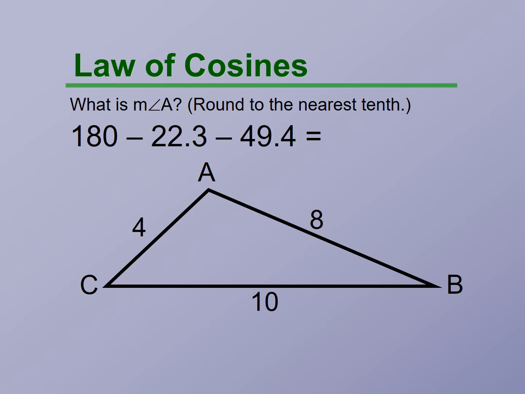For angle A, I'll do 180 minus the 22.3 that I got from my first angle that I solved for, minus 49.4, which is the angle that I just solved for, and that gives me angle A, which is 108.3.